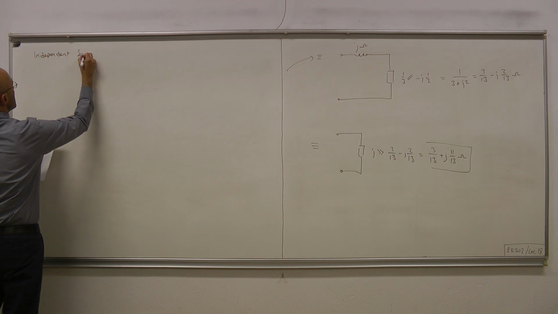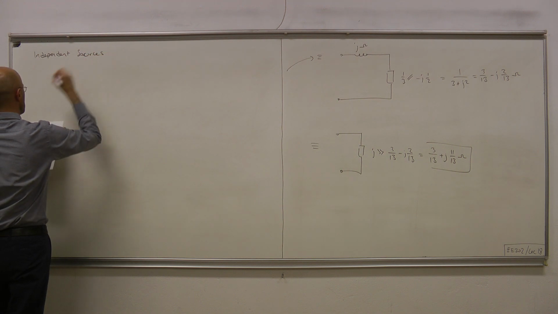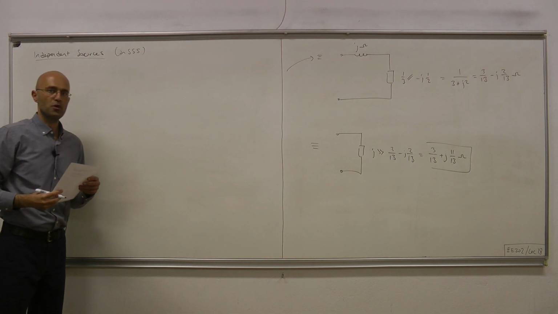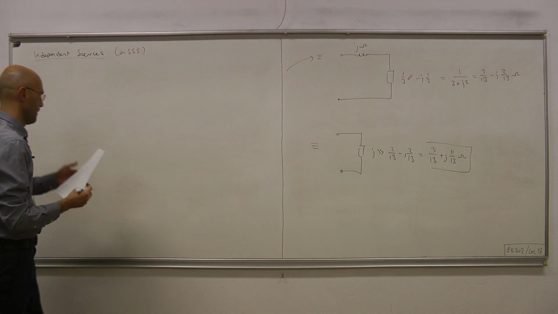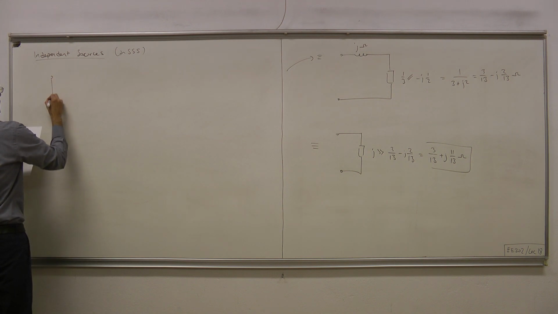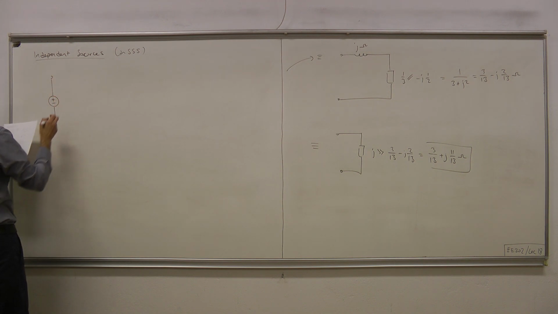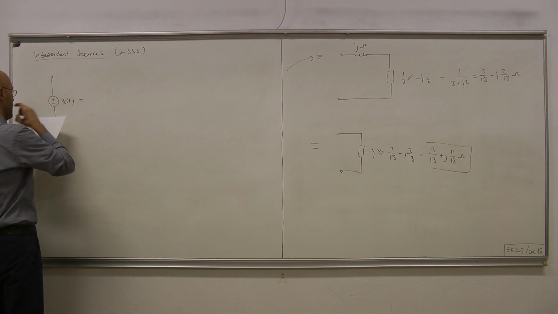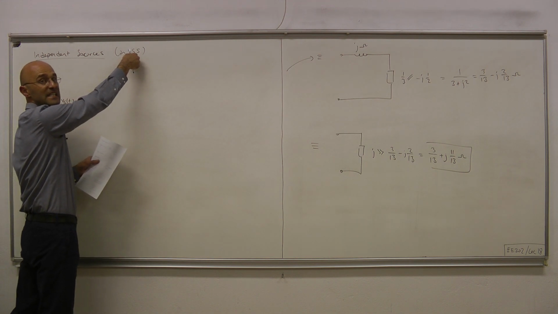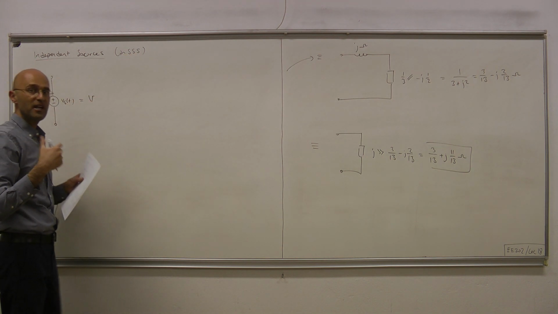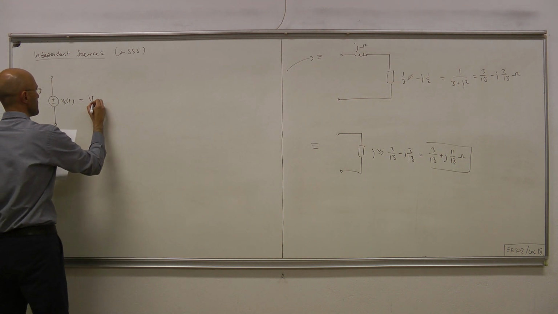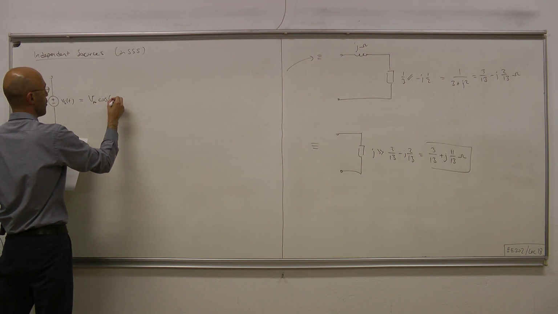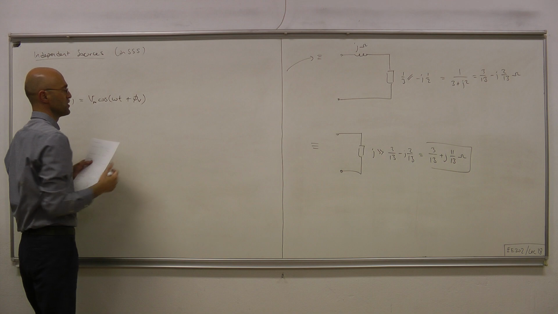Independent sources for circuits in sinusoidal steady state. Suppose that this is our independent voltage source, and since we're talking about the case SSS, this must necessarily be a sinusoidal function. Vm indicates the magnitude, then we have cosine omega t plus some phase, phi v.